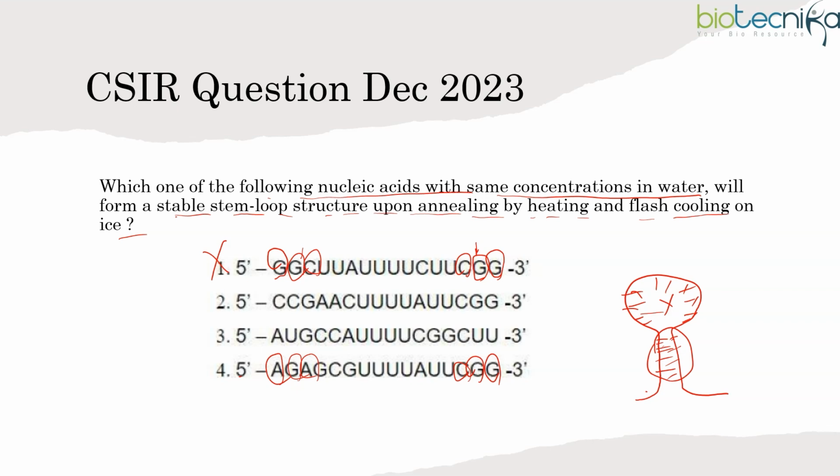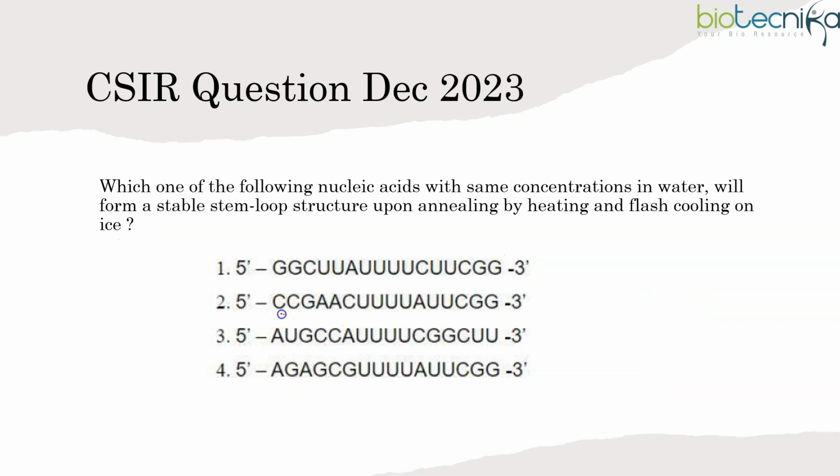Now in the second sequence, the first base being C and the last base being G, they will pair up. And so will the rest of the bases in this sequence, because C and G will pair up, then G and C will pair up. There are more bases in this sequence which will pair up like this, and that is why this will have more chance of forming a stable stem loop structure.